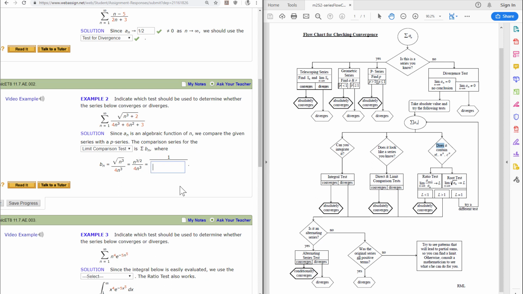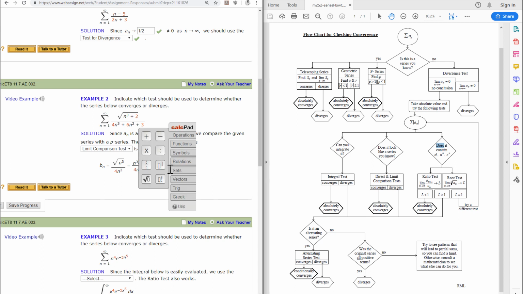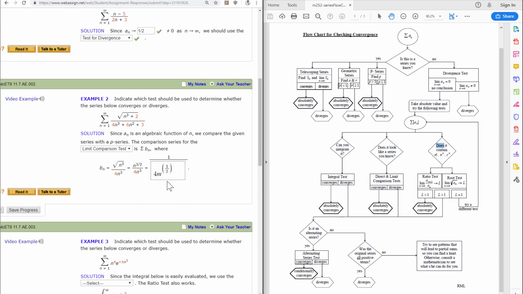Uh-oh, can't see what I'm writing here. So that would give me 4n raised to the 3/2 power. Let's see if that worked out. Oops, this should be an n. There you go. So that would be my comparison test.